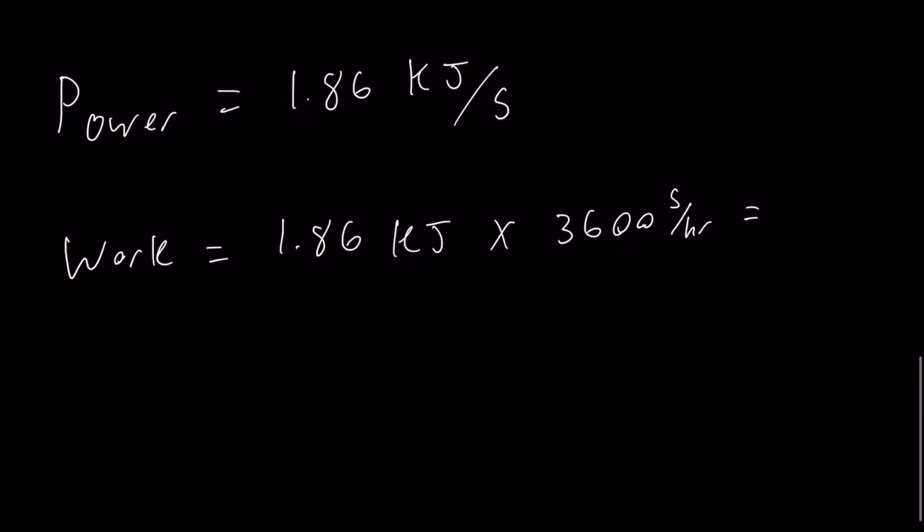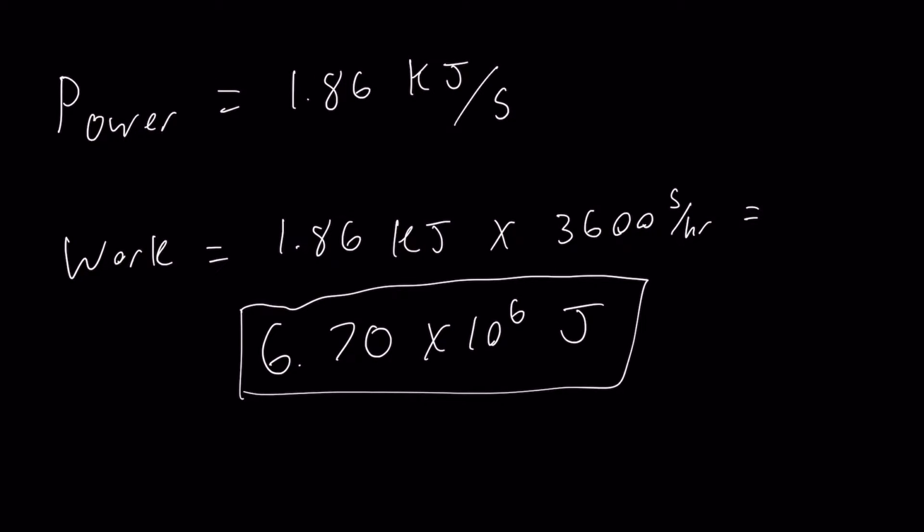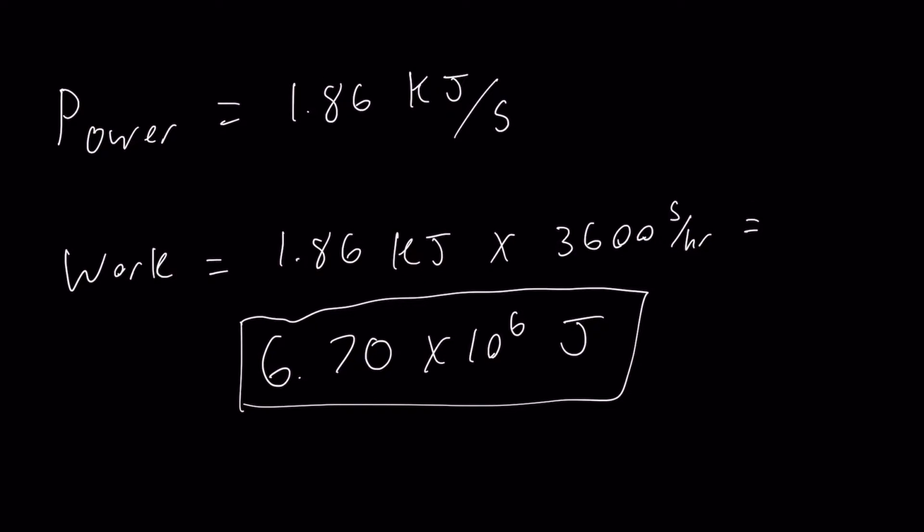So we're going to take the amount of power it takes to operate this per second and multiply that by how many seconds we're running it for. And since we're running it for an hour, it's 3,600 seconds. So when you do this calculation, you end up getting 6.70 times 10 to the 6 joules. That's how much energy is needed to operate this engine for an hour. This energy that we just calculated is not the amount of energy that's entered into the room. This is the amount of energy entered into the engine, right?